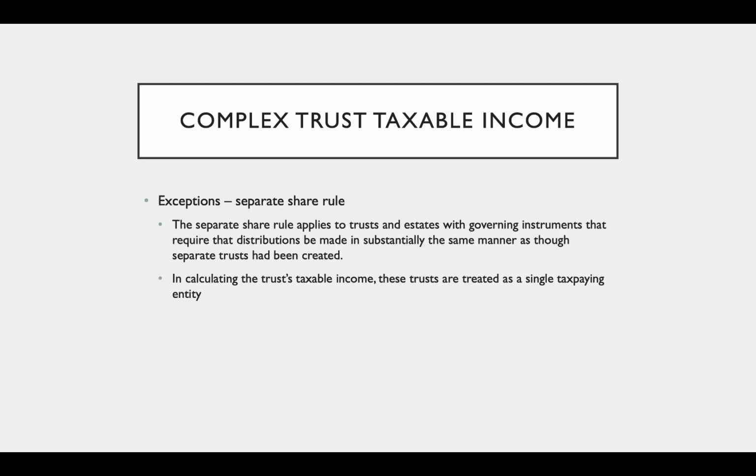Another exception is what we call the separate share rule. This rule applies to trusts and estates with governing instruments that require that distributions be made in substantially the same manner as if separate trusts had been created, even though they have not. So maybe one trust that governs distributions to siblings. And in calculating the trust taxable income, these trusts are treated as single taxpaying entities, even though they purport to be separate trusts.